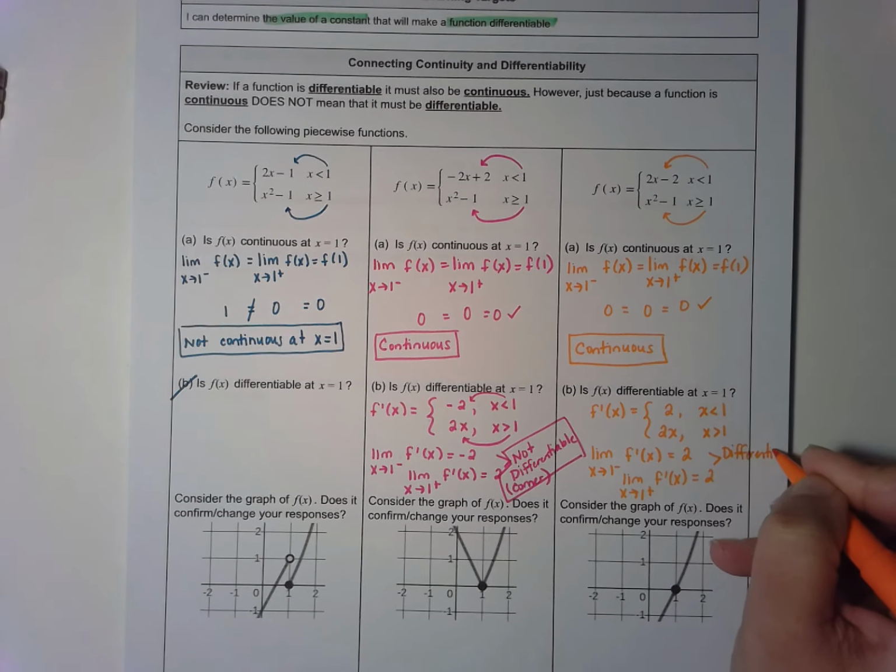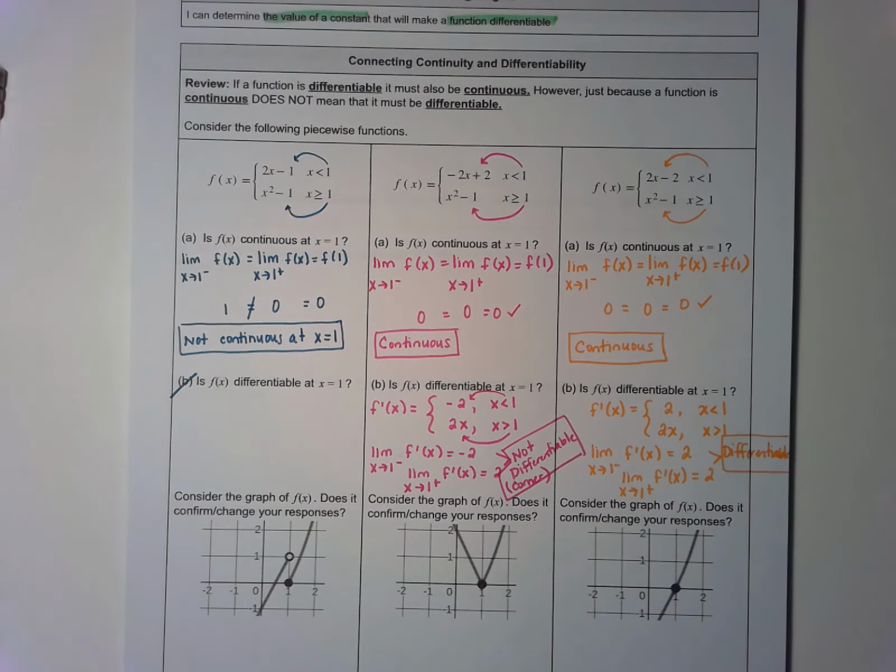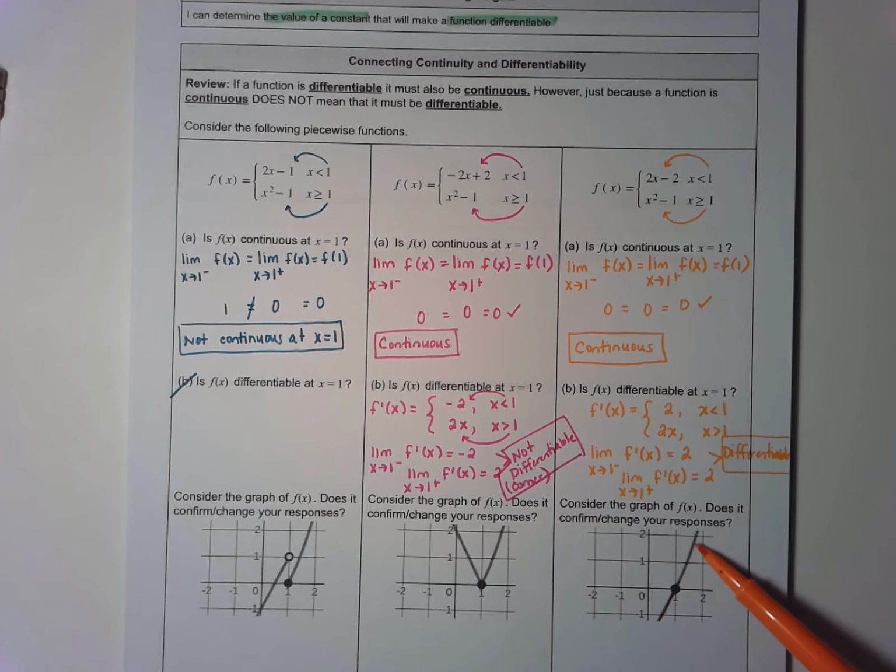So even though there are two pieces, they're connected in a way that the slope has a nice smooth transition, which we can confirm by looking at the graph. Even though this is a straight line and this is a squared, so it's a curve, they connect in a nice smooth way. There's no sharp corners, which means the function is differentiable.